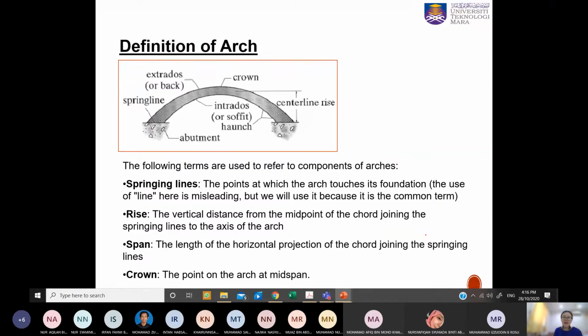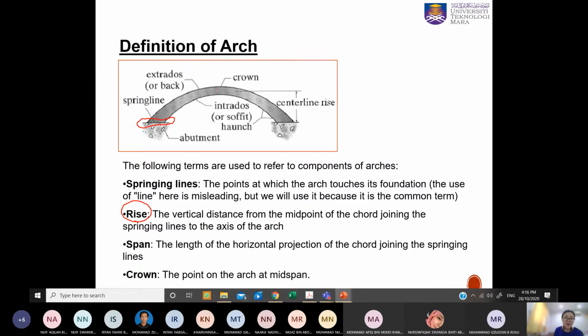So now let's have a quick look at the terminology of arch. It may have different names, but this is what I have provided here. We have the springing lines, which are the points where the arch touches its foundation. This is the springing line. And the rise, in our objective just now, is the vertical distance from the midpoint of the chord joining the springing lines to the axis of the arch.